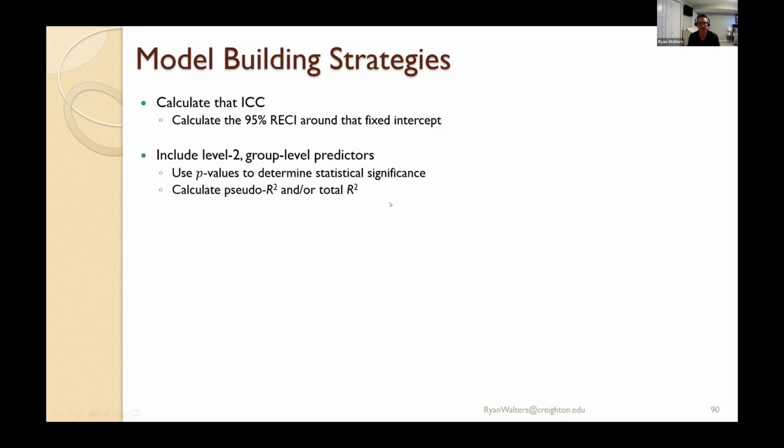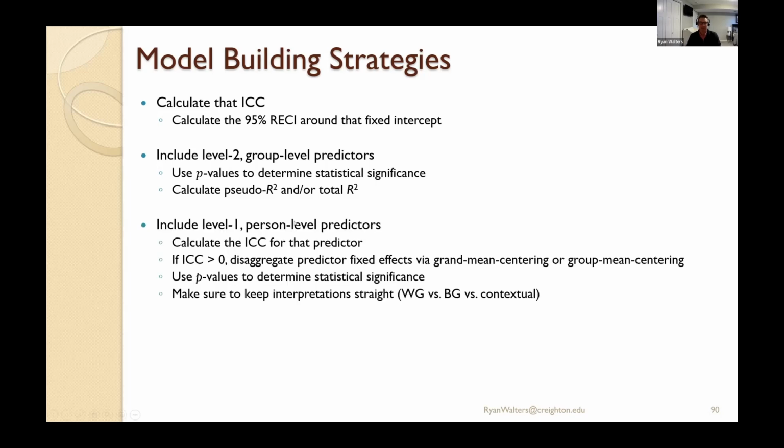You're going to want to include level 2 group level predictors. They're going to be fixed effects, so you're going to use p-values to determine statistical significance. From that, you can calculate pseudo R-square or total R-square. When you include level 2 group level predictors in a random intercept only model, they're only going to explain level 2 random intercept variance. So that pseudo R-square is only going to be for random intercept variance.